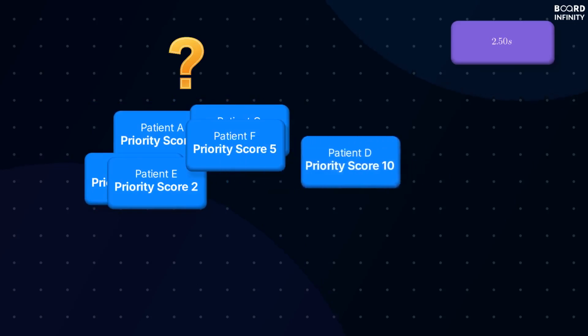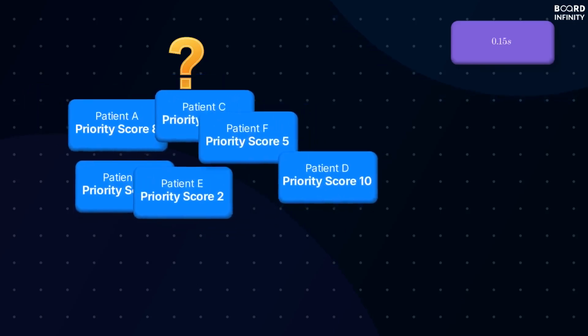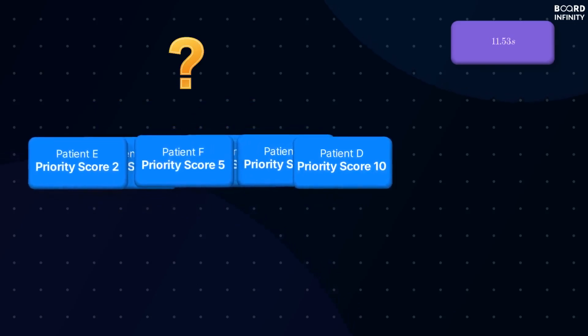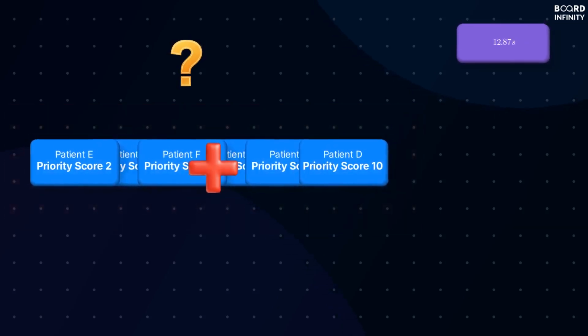This constant resorting is precisely the problem. Every time a new patient arrives, the entire process has to restart, consuming valuable time and computational resources. This is not a sustainable approach for dynamic, real-world systems that need to prioritize effectively. That's where heaps come in.